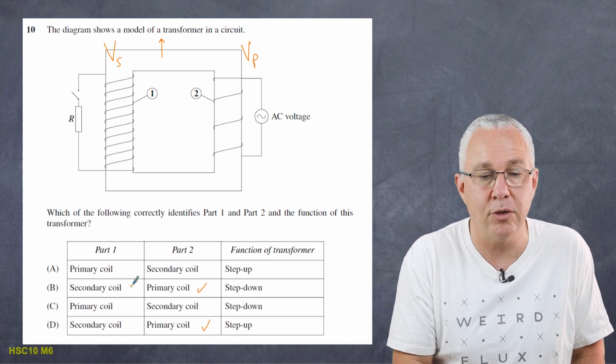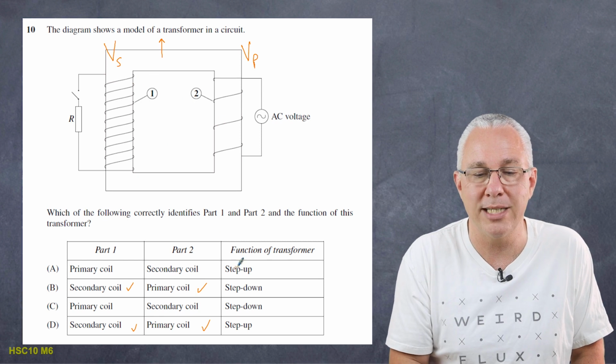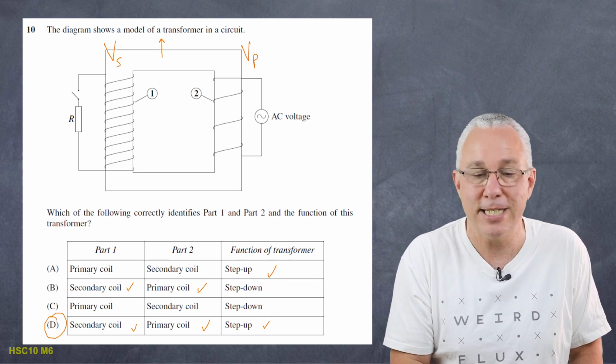Number 1 is our secondary coil. So that's correct, and that's correct. So far we're happy with what we're doing. But of course what's happening is the voltage is stepped up. We've already established that. So it's stepped up here and stepped up there. So therefore D is our answer.